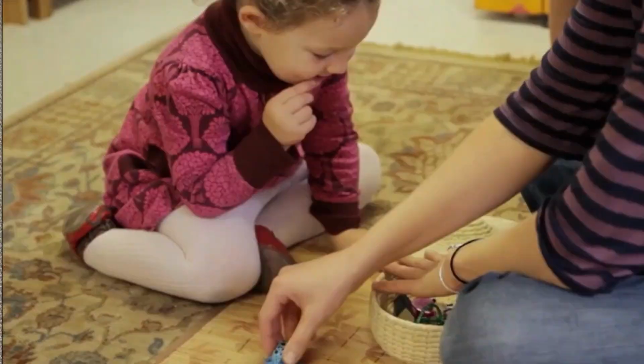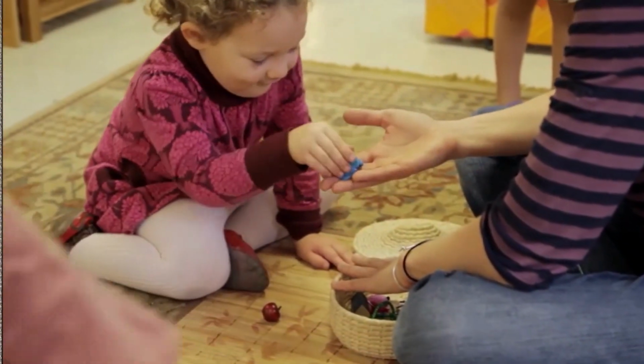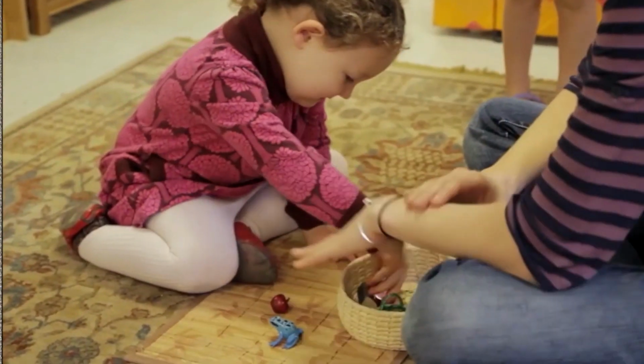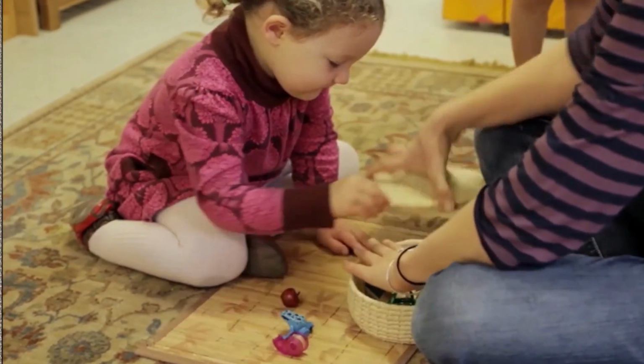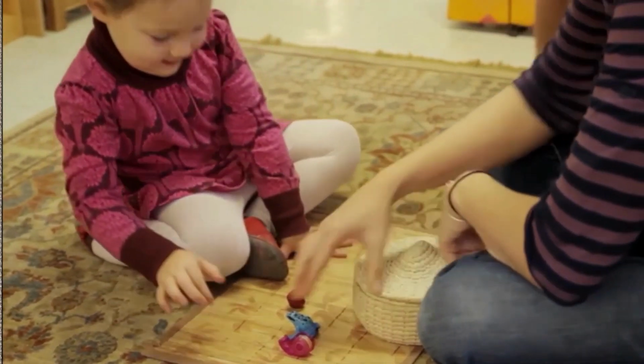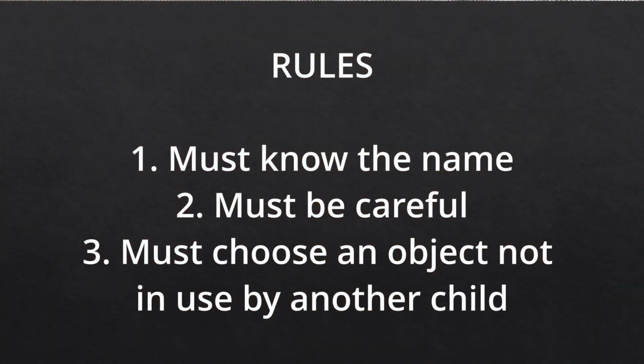But look, my rug is empty. I think for this game, I'm going to go around the room and I am going to look for 3 objects. And I am going to bring these 3 objects back to the rug, but there are a couple rules that we need to follow. First of all, the object that I bring back, I need to know the name of it. I need to know what it's called. And the second rule is that I have to treat it very carefully.